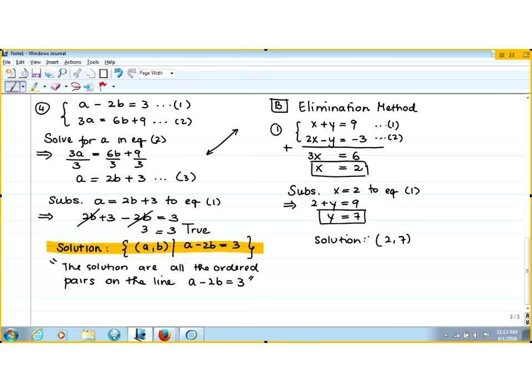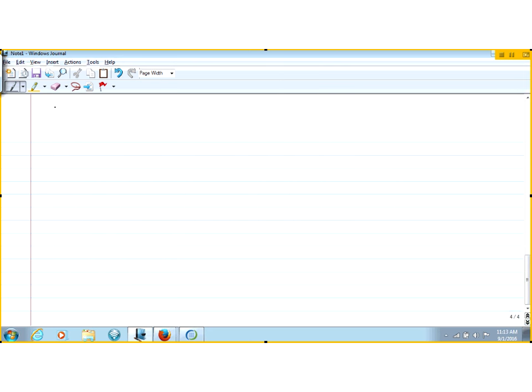All right. What about the next one? You guys ready? So number 2. What about if I have 3x plus 2y is equal to 3 and 9x minus 8y is equal to negative 2? Equations 1 and 2.